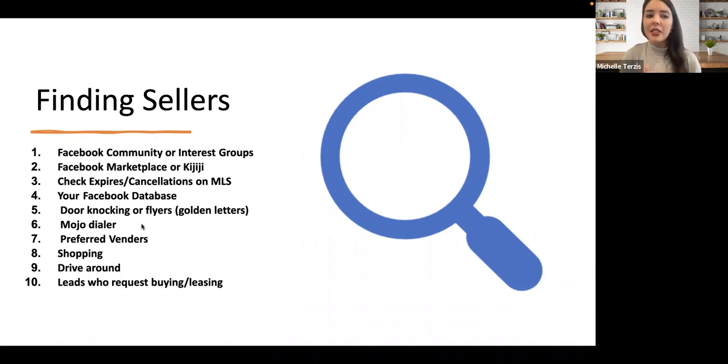You can also, of course, do door knocking to find sellers. You can send out what we call golden letters, which could be a course in itself. Just search it on Command, and you'll probably find some golden letters, which are just addressed to sellers if they want to sell. Mojo Dialer, preferred vendors, which is going back to referral partners. Shopping, which you might find strange, but even the last couple of listings that we have in the pipeline this year, I went into Sleep Country looking for a mattress, and I just decided to interview the salesperson, asking them how they are, and they told me they want to sell their house.